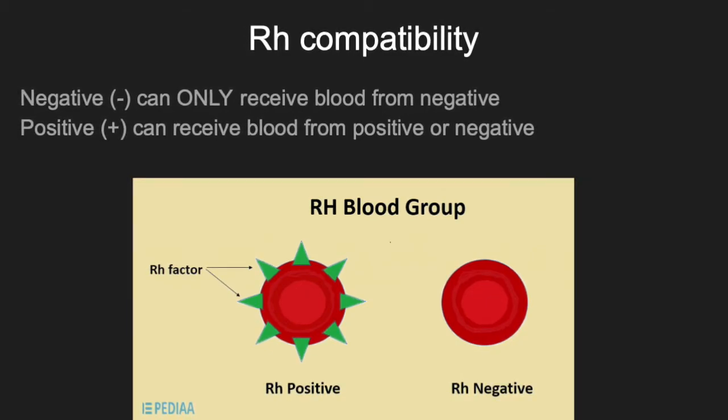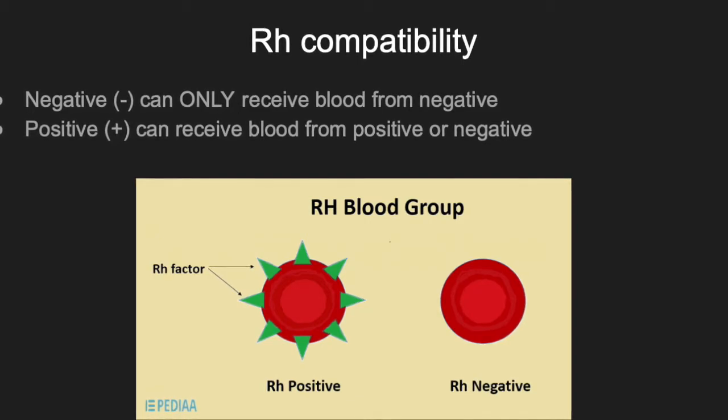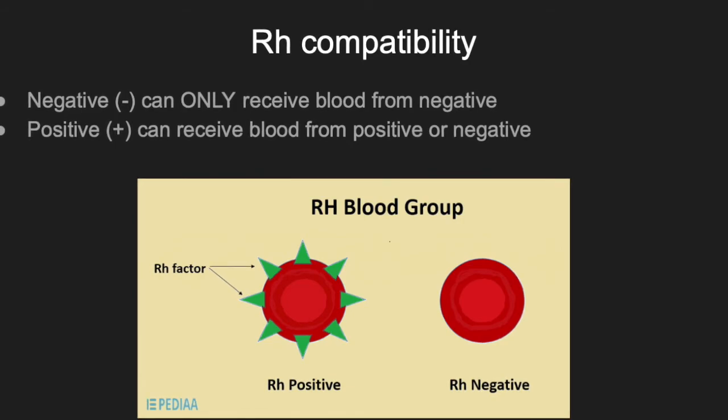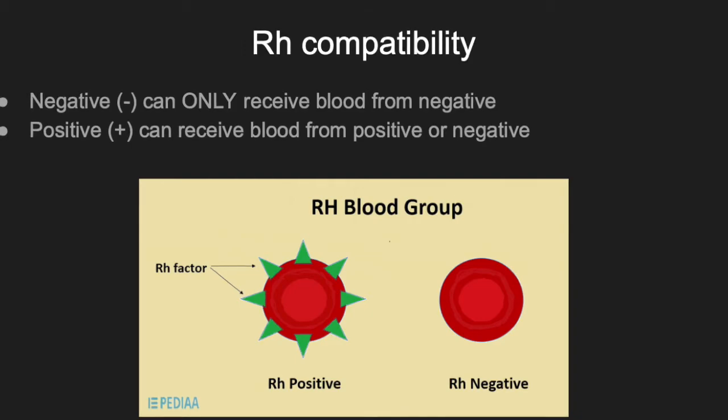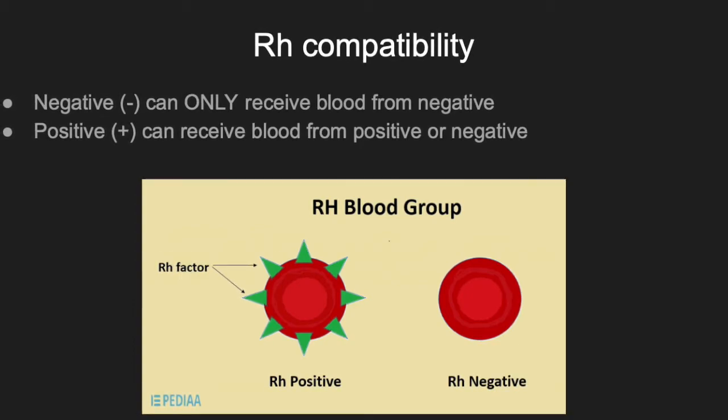But if you have Rh negative blood and you received a blood type that was positive and had those Rh factors, your body would mark it as foreign. It would not recognize it and it would attack those blood cells. So if you're positive for the Rh factor, you can receive blood from either positive or negative donors. But if you are negative for the Rh factor, you can only receive blood from negative donors.